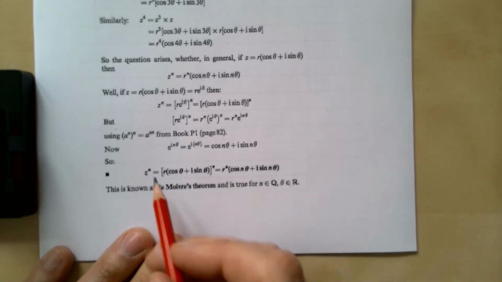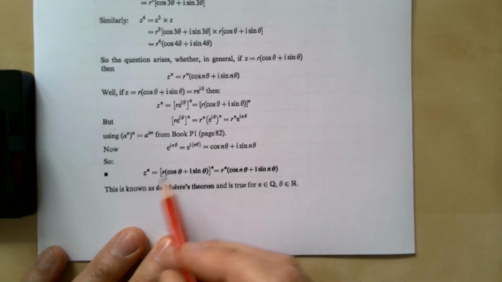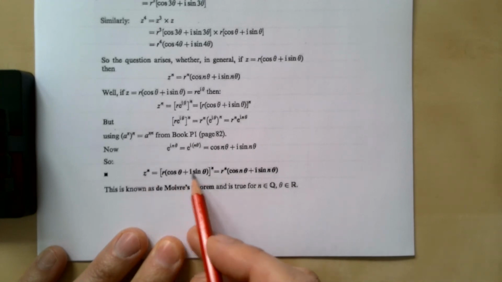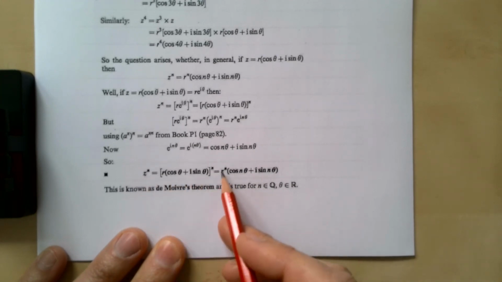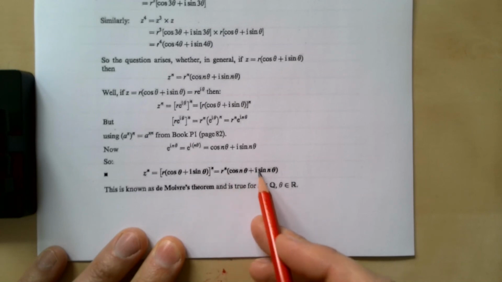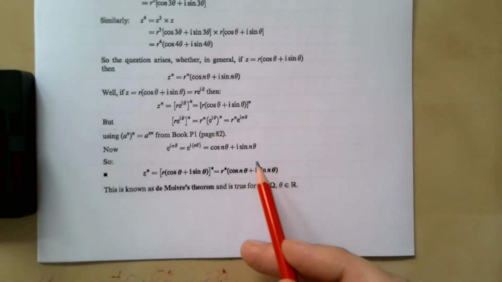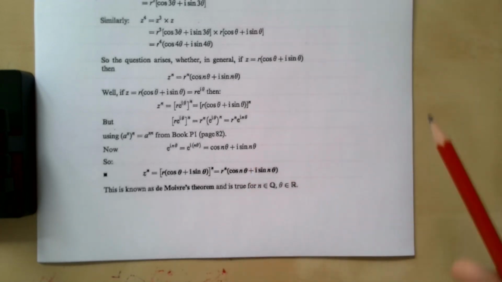And De Moivre's theorem simply states that z to the n is a wee bit fuzzy, but hopefully you can read it okay. z to the n is (r (cos theta plus i sine theta)) to the n. So we get r to the n (cos n theta plus i sine n theta). It's pretty much an extension of the rules of multiplying two complex numbers. And I hope that makes sense okay.